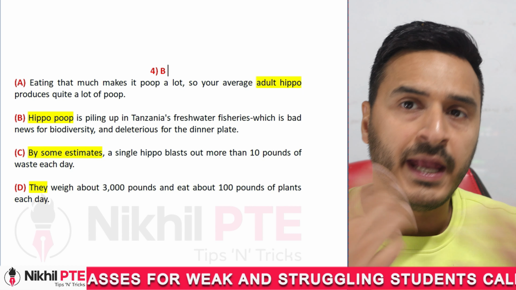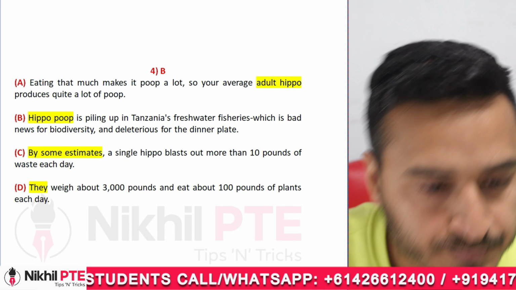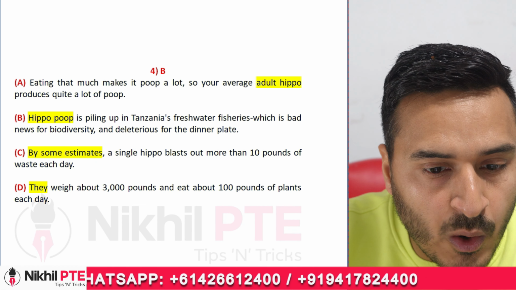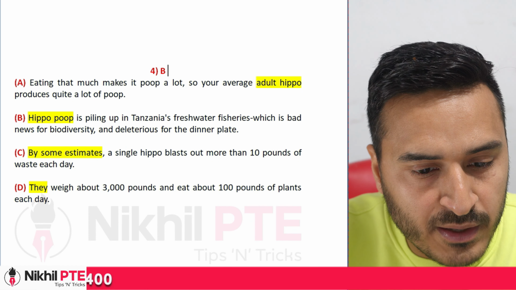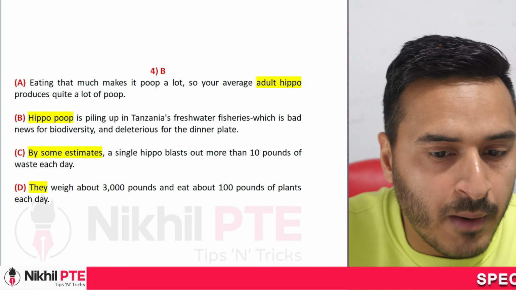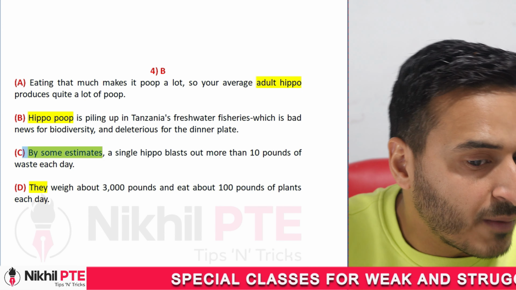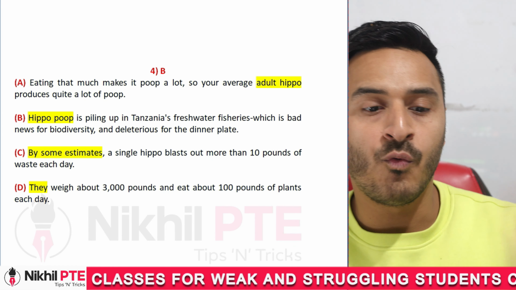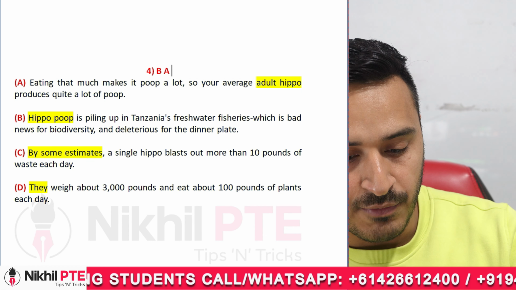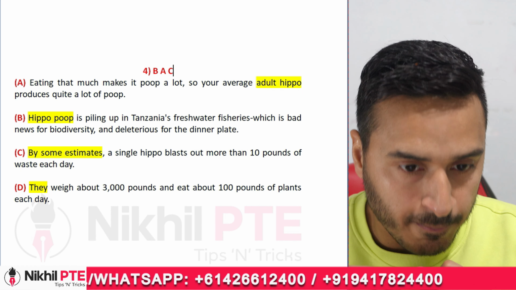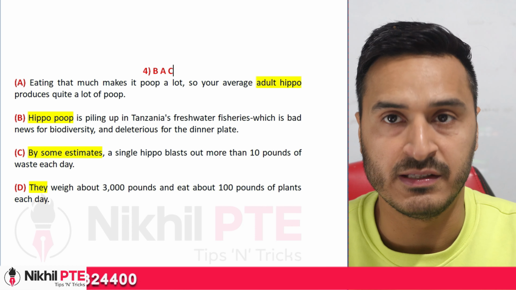You have to read again from the starting so that you can find out something. "Eating that much makes it poop a lot, so your average adult hippo produces quite a lot of poop. By some estimate, a single poop..." Here we are talking about an adult hippo producing quite a lot of poop, but here we are talking about some estimation. I don't know what will come after B, but I know that after A, C will definitely come. So we have two options: if the answer is BACD or BDAC.